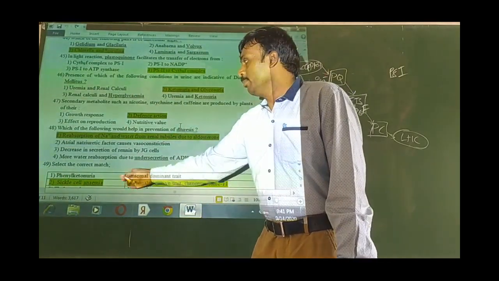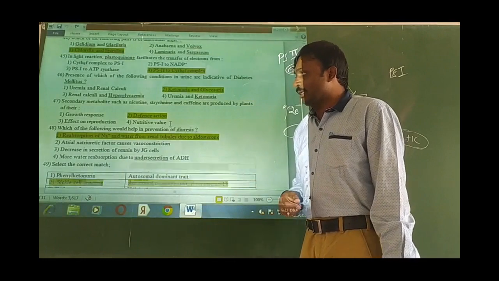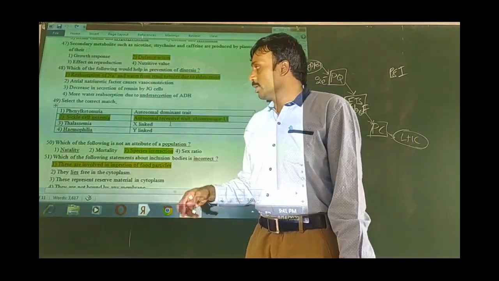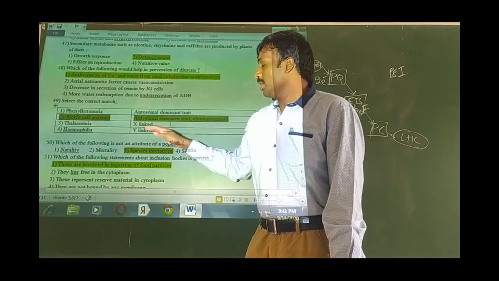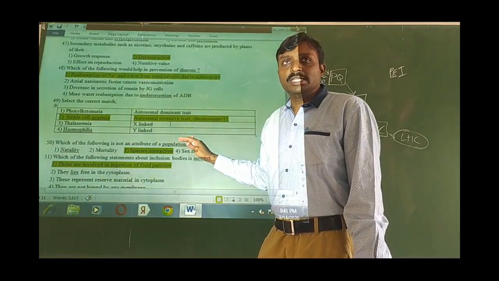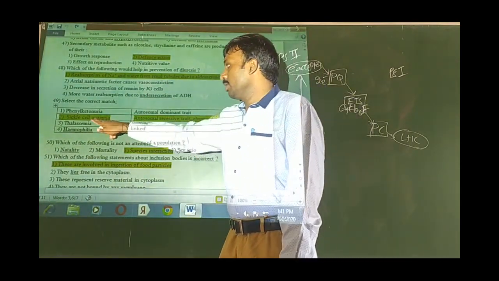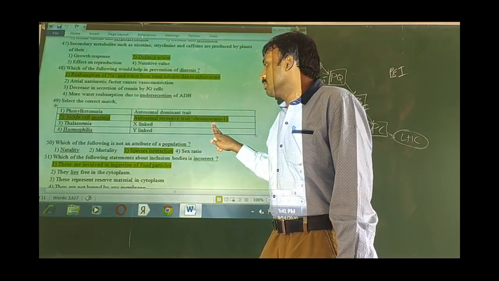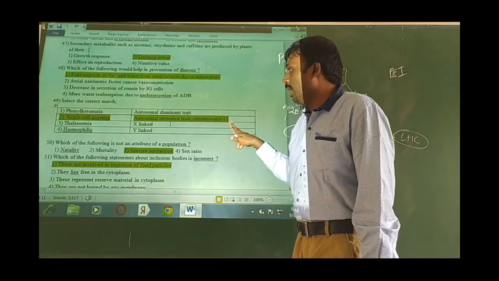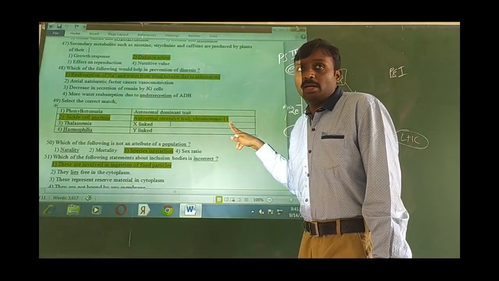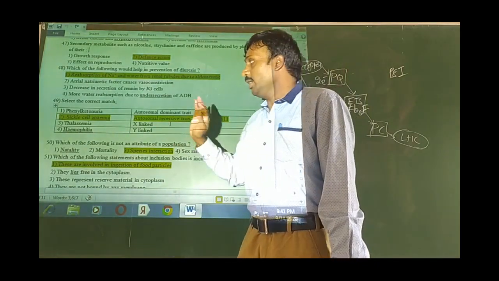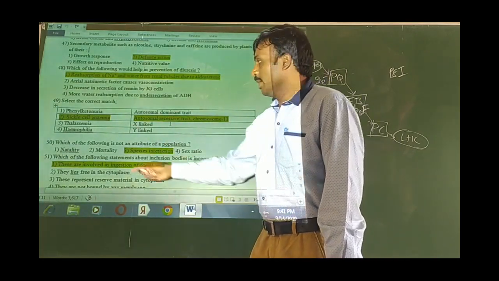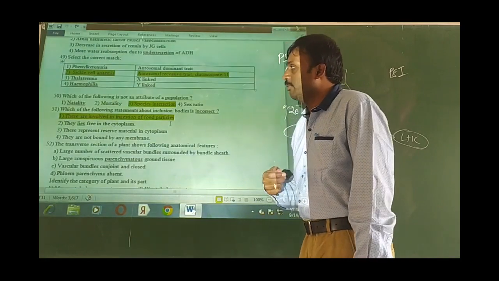Okay, then moving to the next question. Select the correct match. So here some diseases are given, and what is the reason for the diseases? If we go through the table, sickle cell anemia is an autosomal recessive trait, which is on chromosome number 11. So this is our answer if we go through all the options. Then moving to the next one, 50th question.